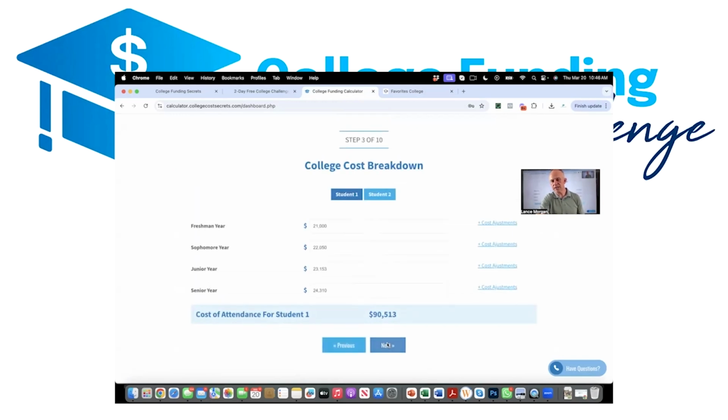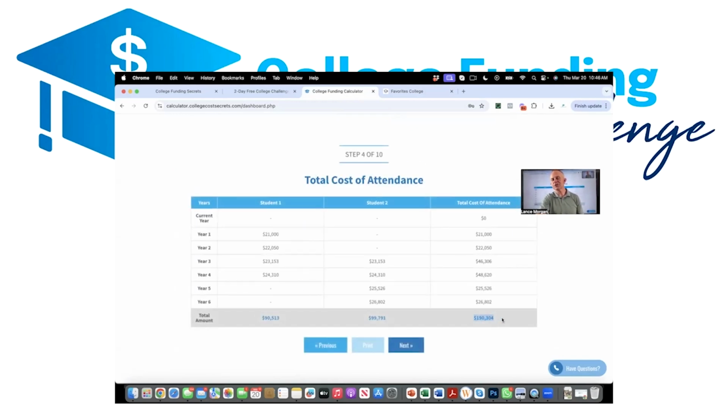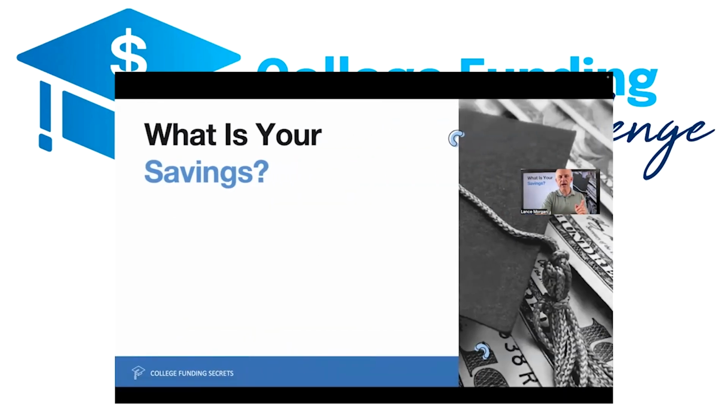With inflation, I'm now looking at $190,000. Let's come over here. Boom. I went from 285 before to 190,000. That's $95,000 in savings, and we're just getting started. This is the first domino, right? This is the first domino. What does this do to the rest of the costs?